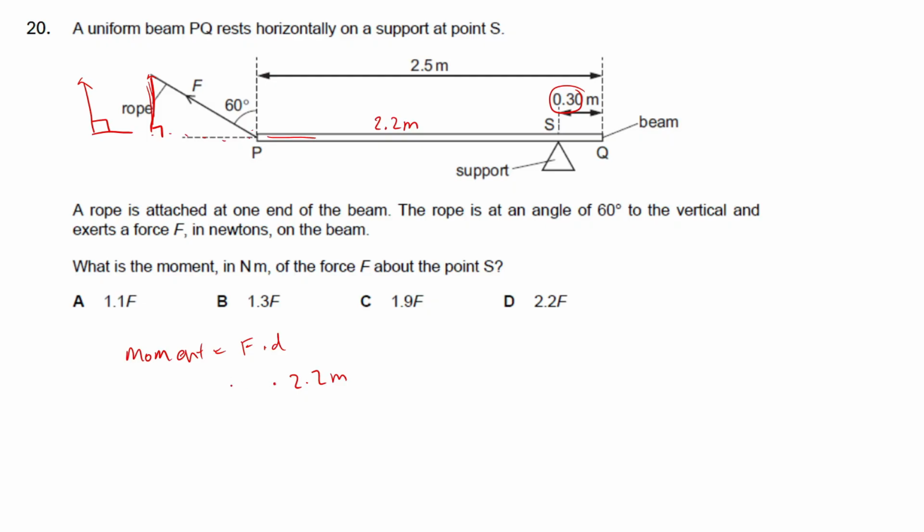Our force F is the perpendicular, right? So it's F multiplied by sine, because it's opposite. Sine 30 is equal to the moment. In this case, the moment is equal to F times 1/2 times 2.2 meters, which is 1.1 F, which is A.